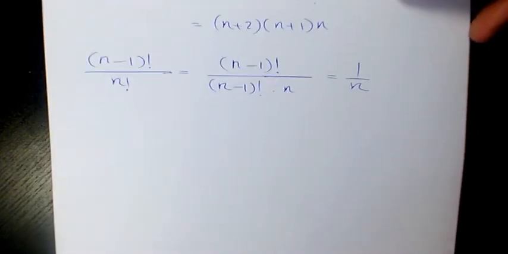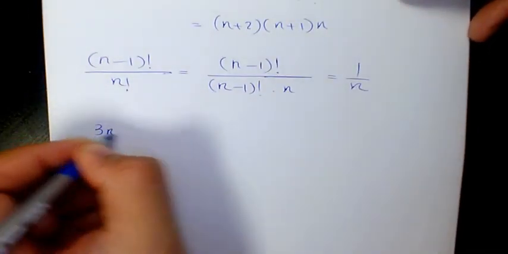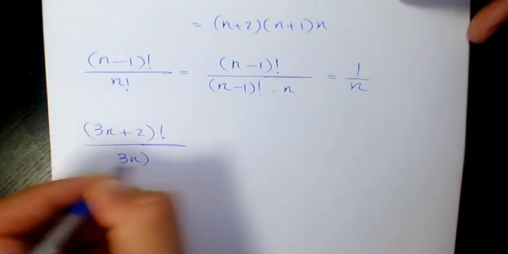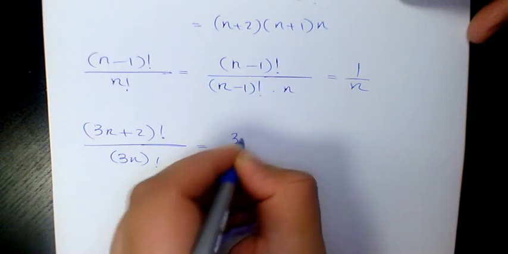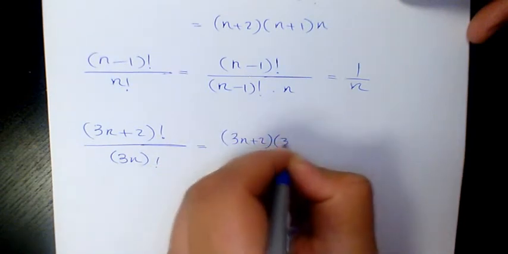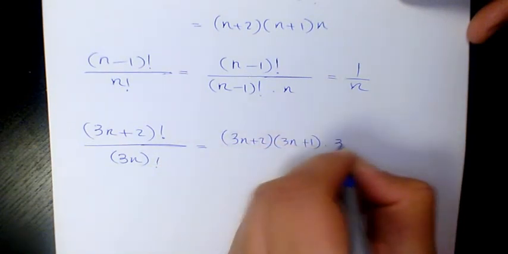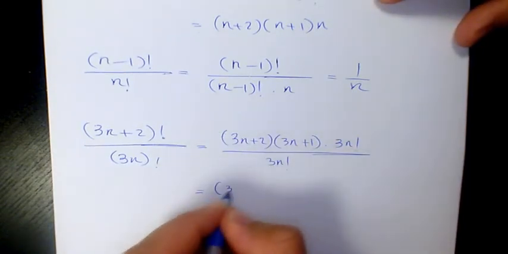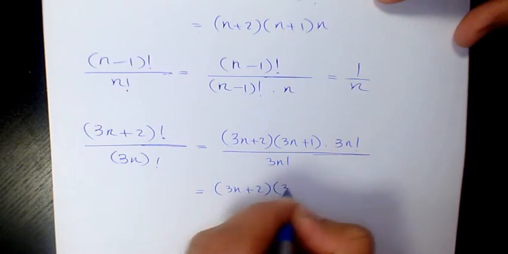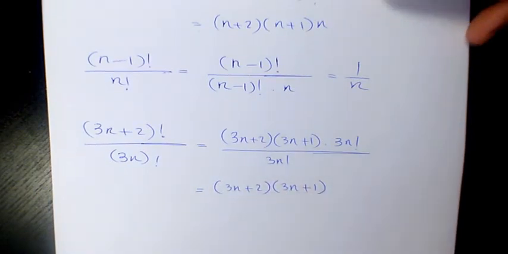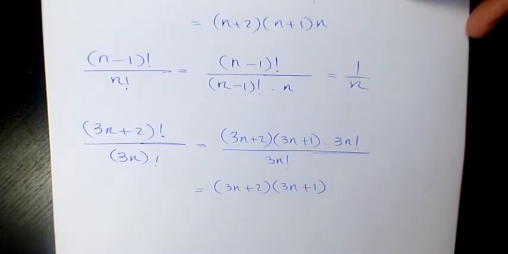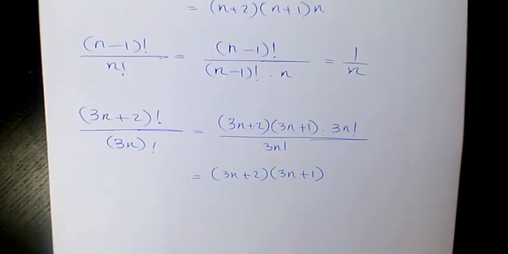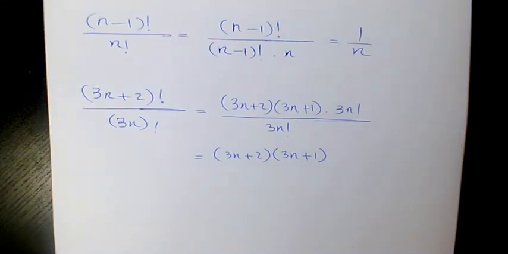Sometimes they might ask you what is 3n plus 2 factorial divided by 3n factorial. That's going to be equal to 3n plus 2 times 3n plus 1 times 3n factorial over 3n factorial. That's going to be 3n plus 2 times 3n plus 1. So this is going to be the simplified form, 3n plus 2 times 3n plus 1.